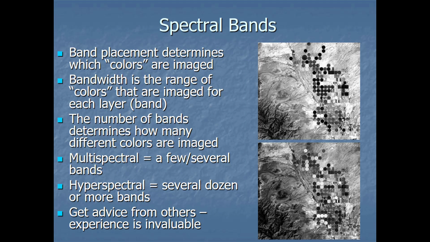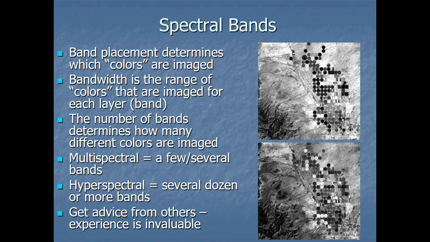So with spectral bands, remember that band placement determines which colors are imaged. And when I say colors here, I'm referring to the portions of the electromagnetic spectrum that are sampled. It's not the same thing as the RGB, red, green, blue colors that you see on your computer monitor or that you experience in the world.